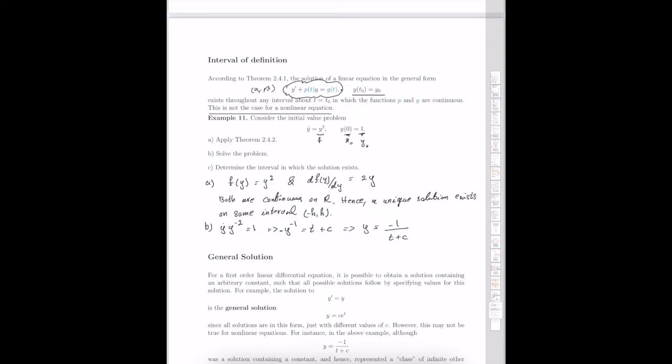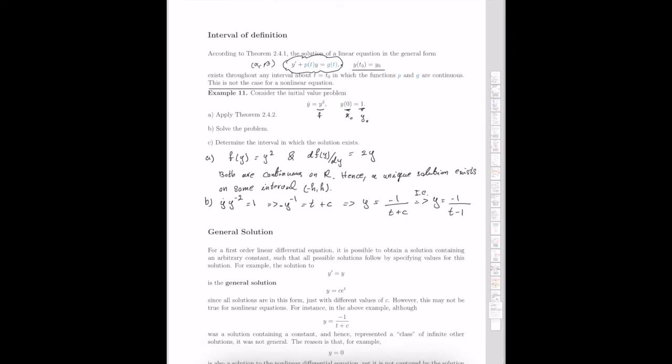And to satisfy the initial condition, I want y to be equal to 1 at t equal to 0, so c should be minus 1. Okay, good. Now I'm done with part B.